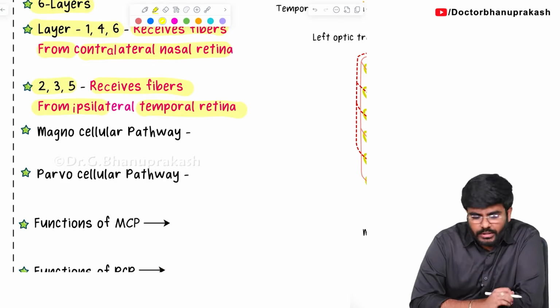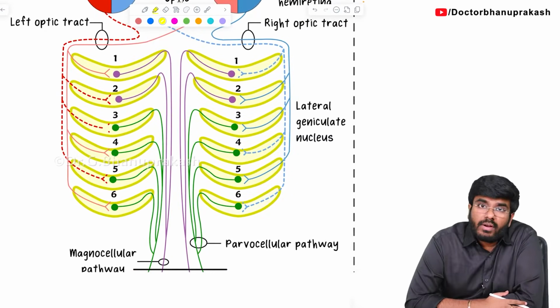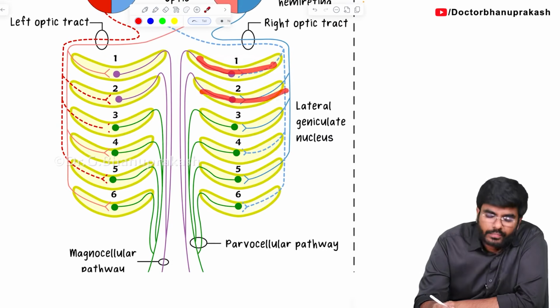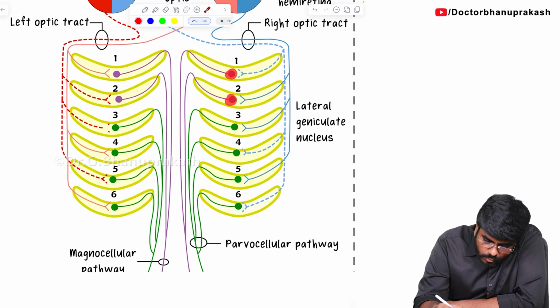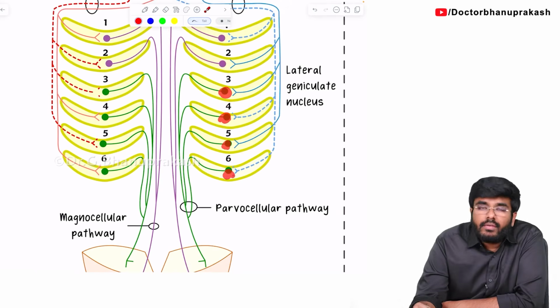Okay, output from the lateral geniculate nucleus. Look at this diagram, guys. Tell me what is special about layer number 1 and 2. Here is layer number 1. Here is layer number 2. See, from layer number 1 and 2, these violet colored fibers are coming. And from layer number 3, 4, 5, 6, the green colored fibers are coming.